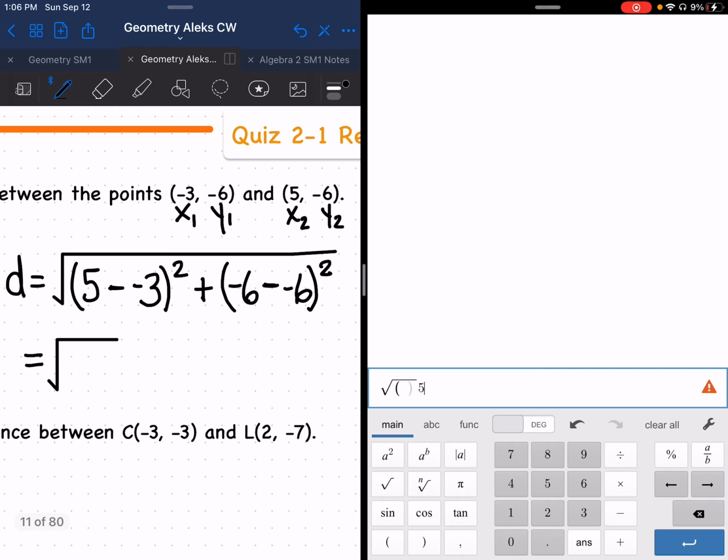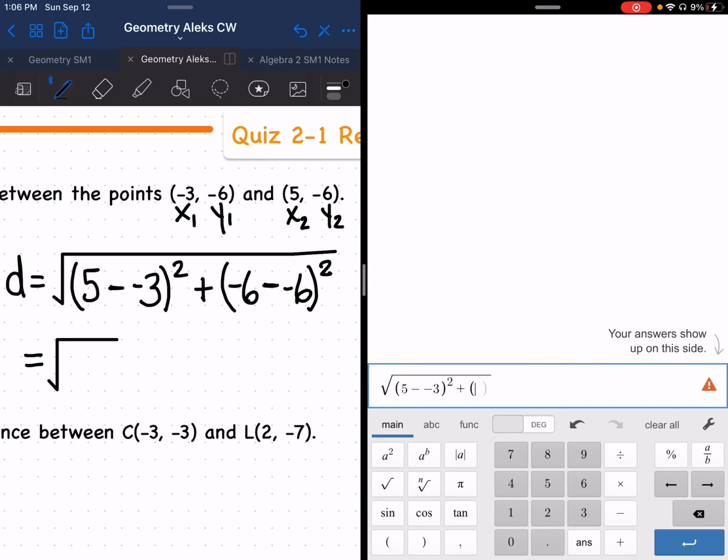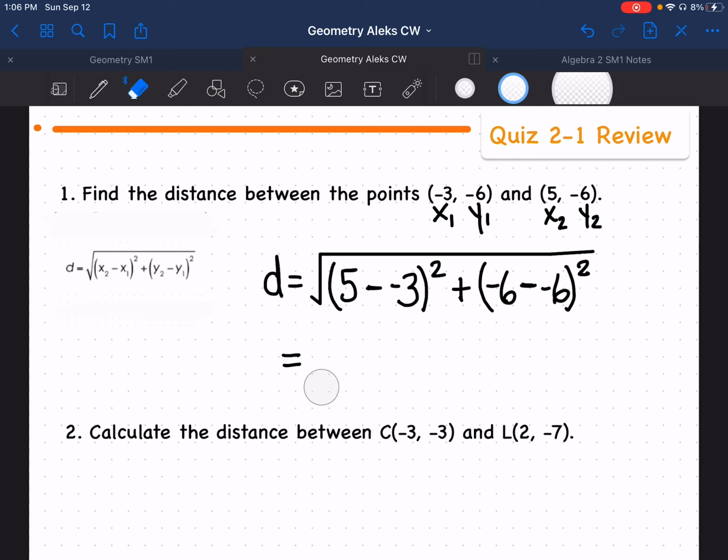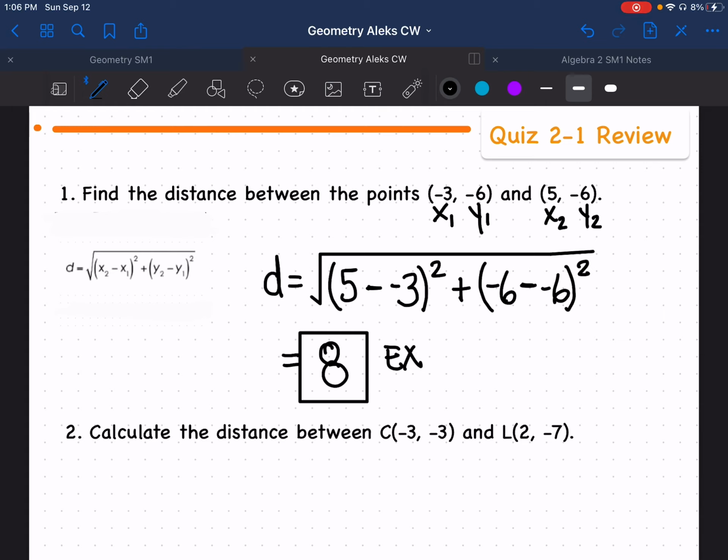Perfect. 5 minus, oh, nope, I'm outside, hold on. 5 minus -3 squared plus parentheses -6 minus -6 squared. And take a look at that. It shows that my answer is 8. I'm going to slide that off. So I didn't need this because my answer was simply 8. This is my exact answer, because it has no decimal. The square root has disappeared.